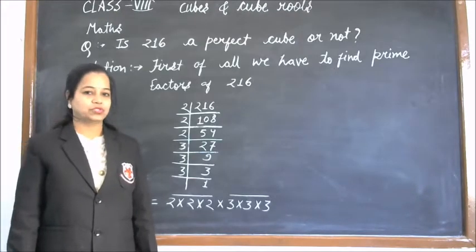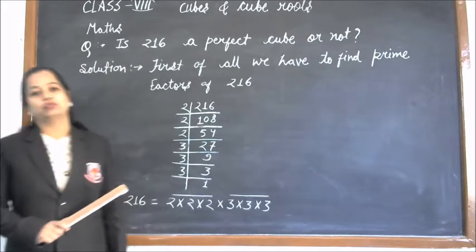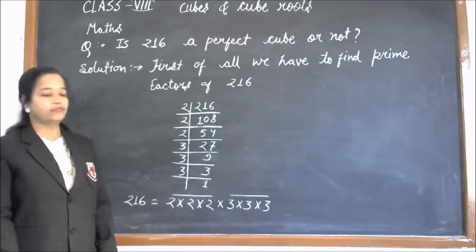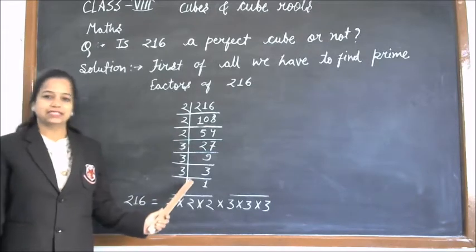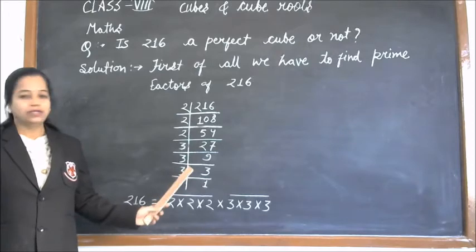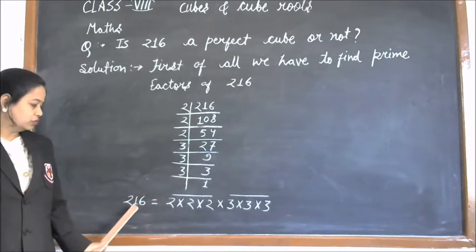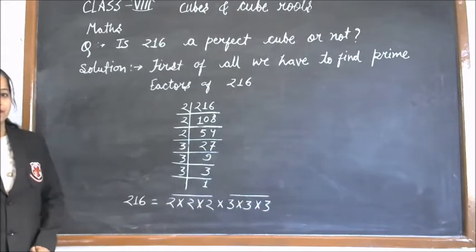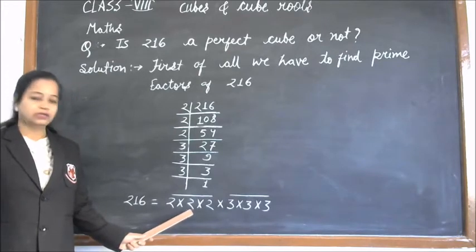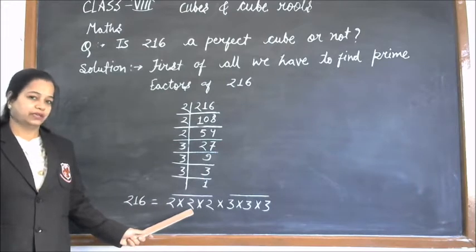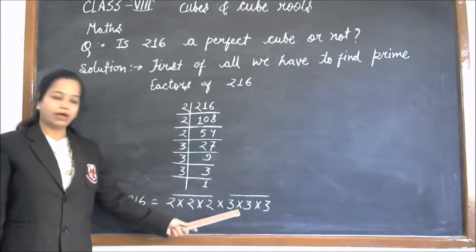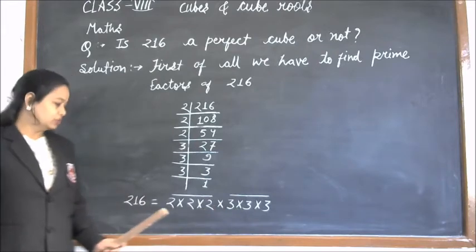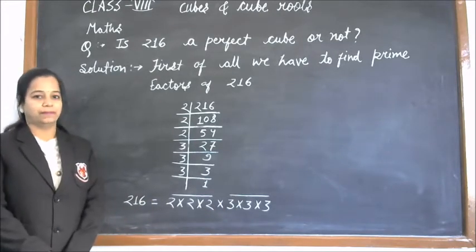Now students, we have to check, is 216 a perfect cube or not? So for checking this, first of all we have to find prime factors of 216 by prime factorization method. After doing prime factors of 216, we have 216 is equal to 2 into 2 into 2 into 3 into 3 into 3. Means prime factor 2 appears in a group of 3, and prime factor 3 also appears in a group of 3. Thus, we can call 216 a perfect cube number.